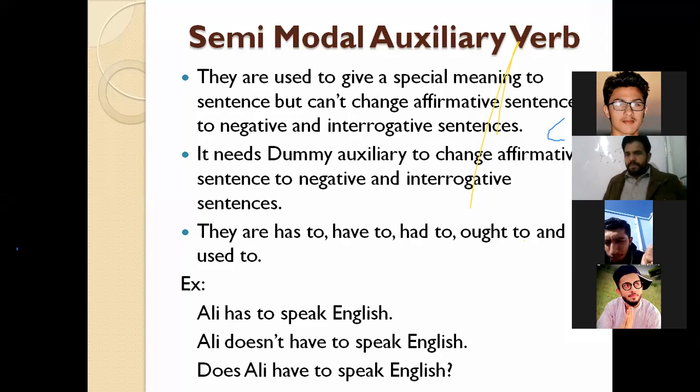Excuse me, sir. Yes, please. Sir, the semi auxiliary verbs are formed using do, does, and did. Do, does, and did are the three helping verbs in the semi auxiliary verb relation. Okay.